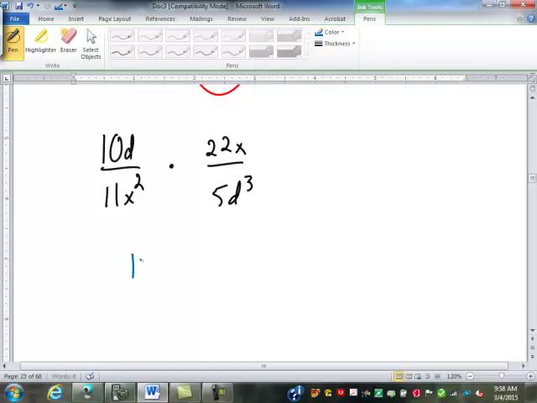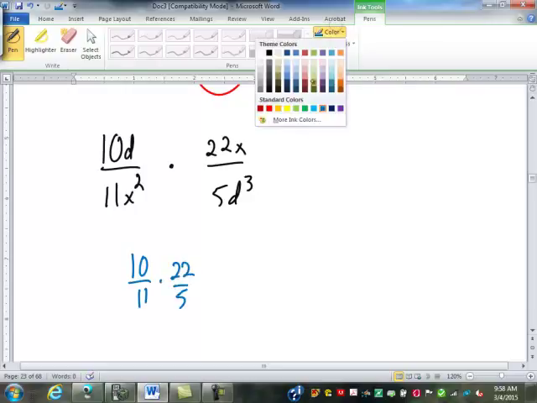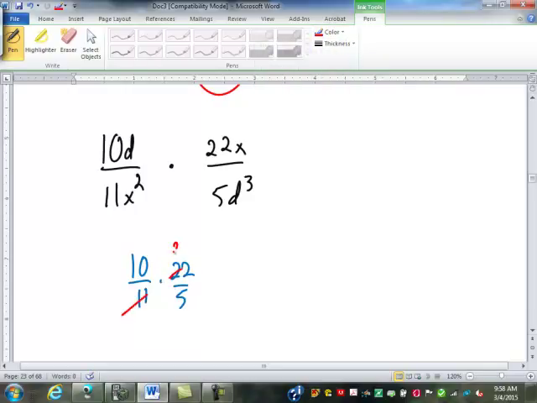Now this is multiplying, and I'll separate it into numbers and variables. 10 over 11 times 22 over 5. 11 and 22 cancel, give me 2 and 1. 5 and 10 cancel, give me 2 and 1. That is 4 over 1. So we're going to have 4 on top up here. I'm not going to put the 1 on the bottom. I mean, you could put it there if you wanted to, but I don't want to.